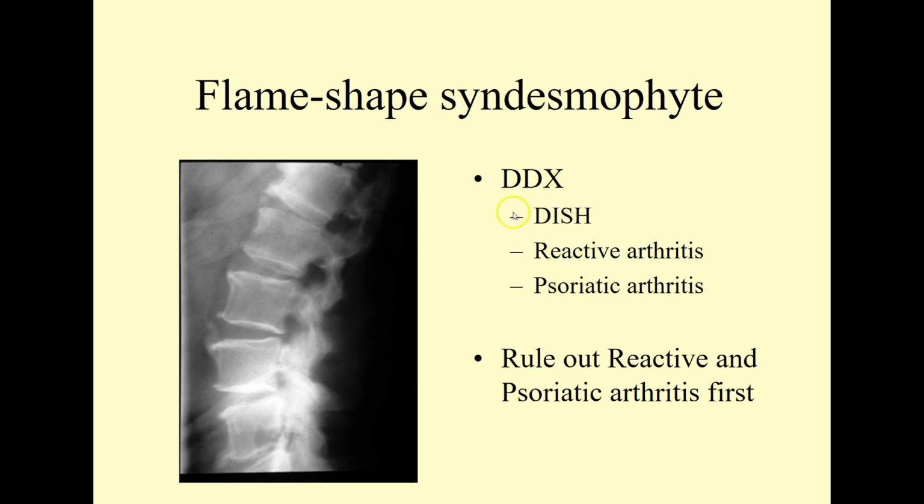DISH doesn't really have any companion disease, except maybe diabetes, but that's still 13 to 40%, better inclusion criteria rather than exclusion. So really what we do with this differential is do what we can to rule out reactive and psoriatic, and then if we do that successfully, be confident that we're dealing with DISH.